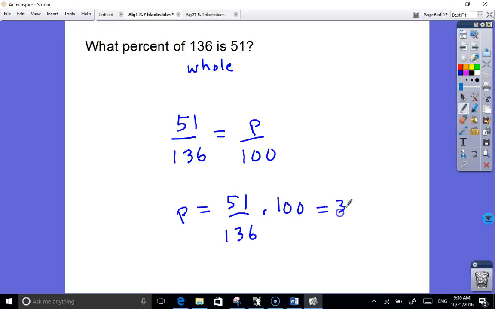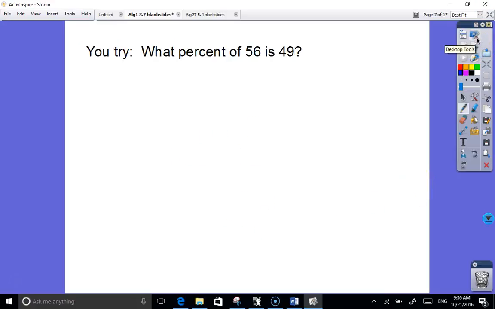Okay. 37.5. The book has a percent equation that they give, which is more like this, where it says the part. That's not really a good example. I think it's the next one where they do that. But it's 35, and we're familiar with that symbol for percent, right? Okay, so you try it. What percent of 56 is 49?